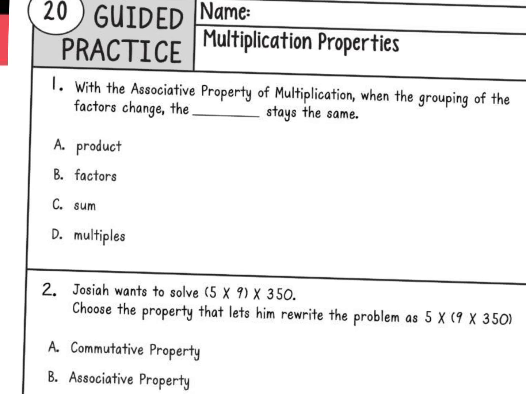Number 1 says, with the associative property of multiplication, when the grouping of the factors change, the blank stays the same. What stays the same? Product. The product stays the same. We're not talking about addition, so sum is way wrong. Multiples have to do with multiplication, but we're not listing the multiples of certain numbers. We're not listing factors of certain numbers.